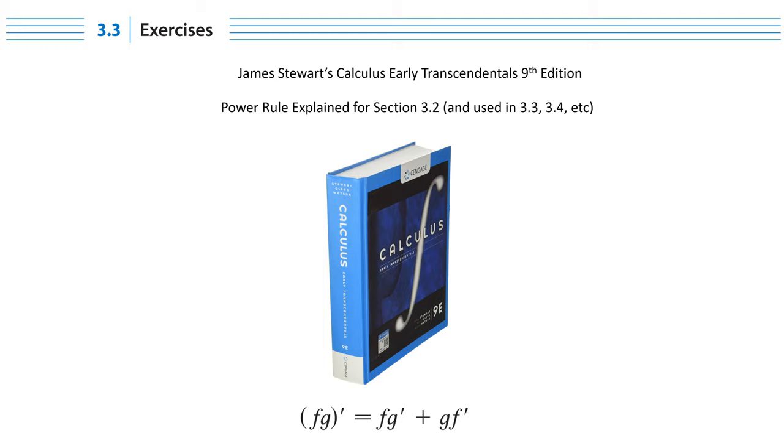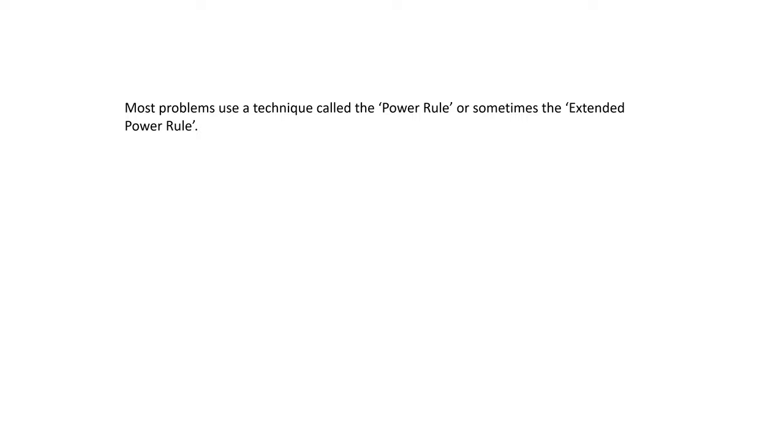Okay, so most of these techniques in that question are going to require you to use the power rule, or sometimes what I like to call the extended power rule. So let's say you have a function like this, okay? So you have h of t is equal to t squared times sine t.